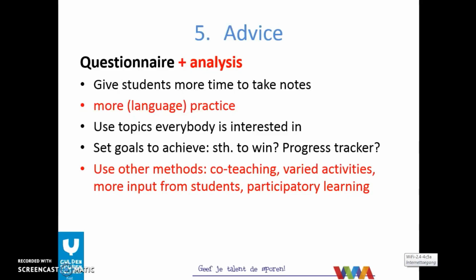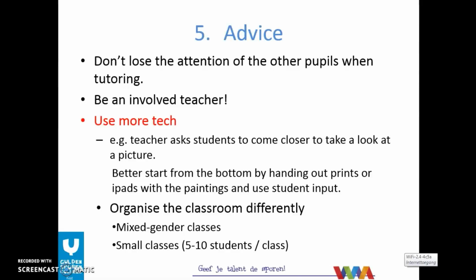Both from the questionnaire and the analysis comes the advice to use other methods in teaching. Co-teaching is an example. Have more varied activities, use more input from students, and try to have more participatory learning in our lessons. One observer mentioned that when we have tutoring in the lessons, we tend to lose the attention of the other pupils. We should try not to have this effect in class.